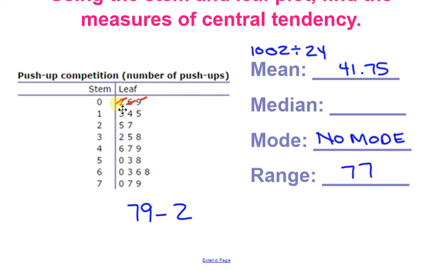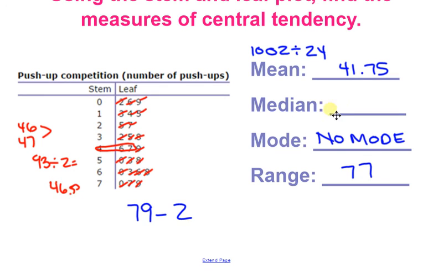Now let's figure out my median. Crossing out numbers from each end, I ended up with 46 and 47. And when you add those two up, you get 93. 93 divided by 2 is going to be 46.5. And so my median is 46.5 push-ups.